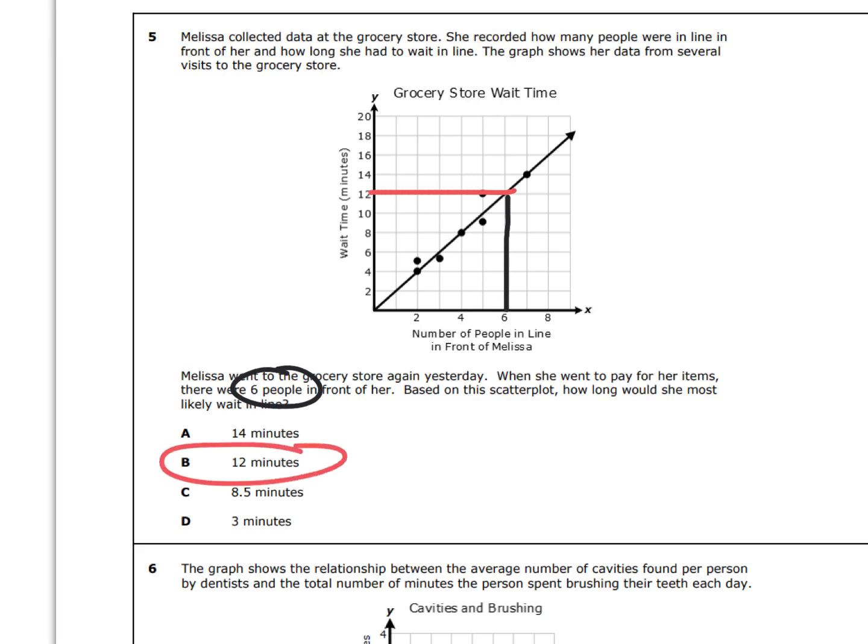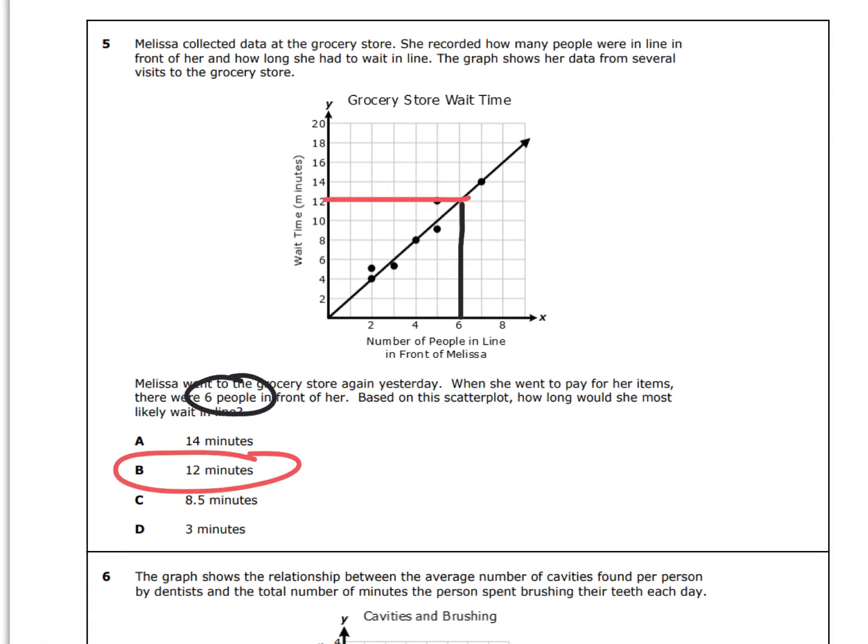So at 6 people, it should take about 12 minutes in line. So once again, I went to the people because people was here, and then I drew my line up at 6 because it said 6, and then I went over to the y value associated with that at the point on the line.